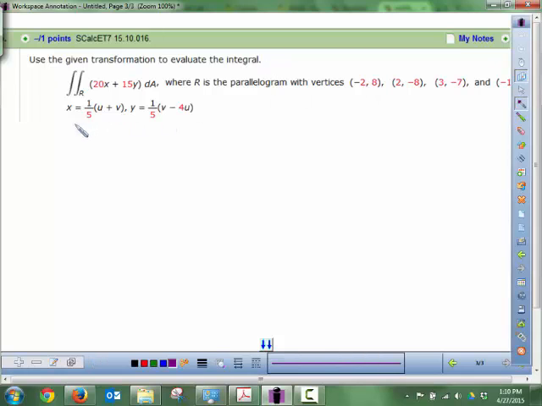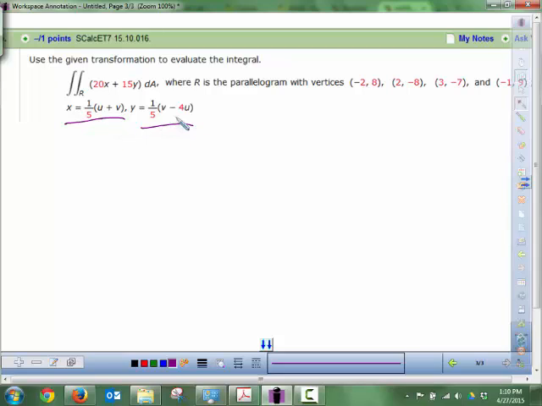So the nice thing is that they give us a transformation, and in most of these problems they'll give you the transformation. If they don't give you a transformation, it's either easy enough to find or you're screwed. So let's hope that they give you the transformation, because a lot of times that's the difficult part in this problem. In this case, we have the transformation given to us.